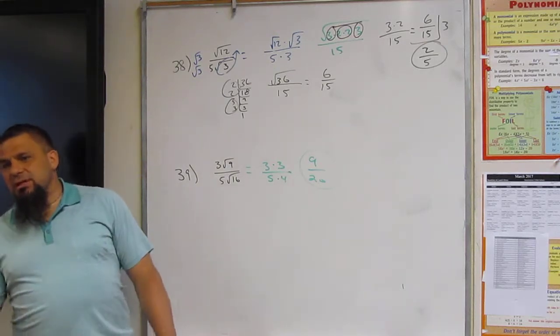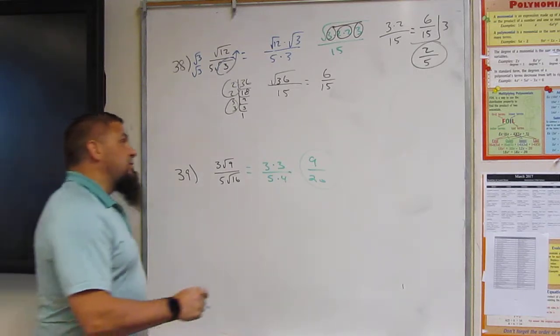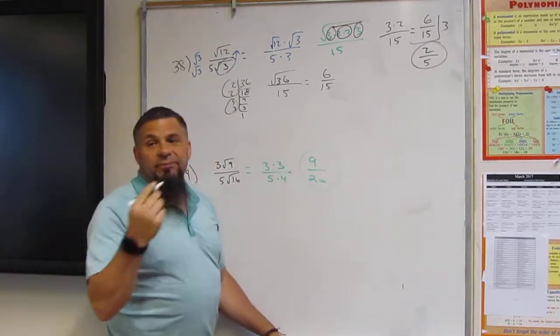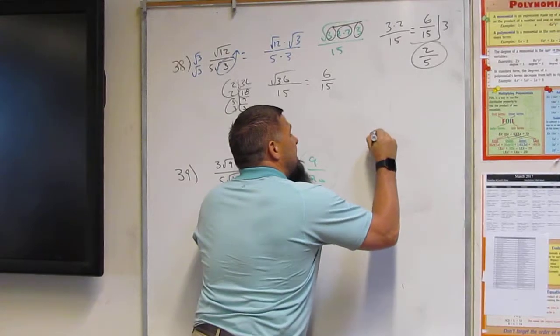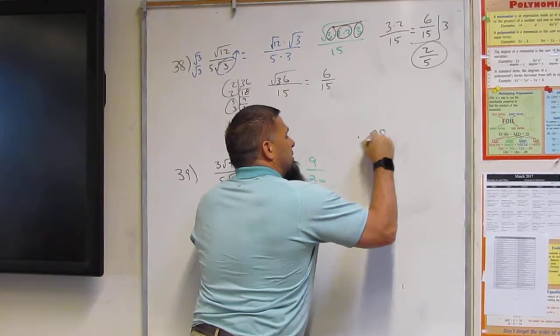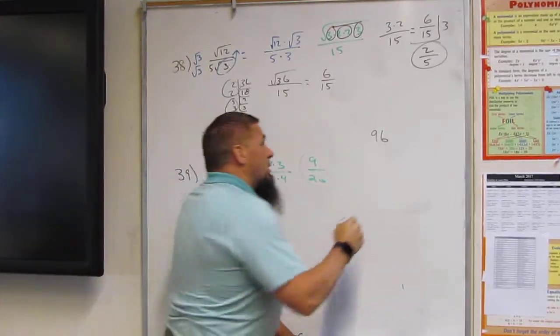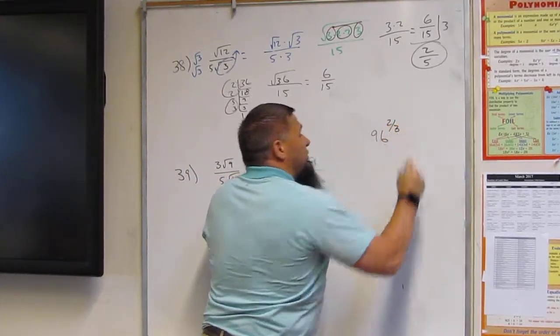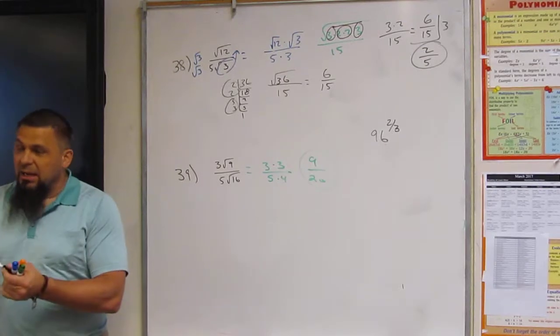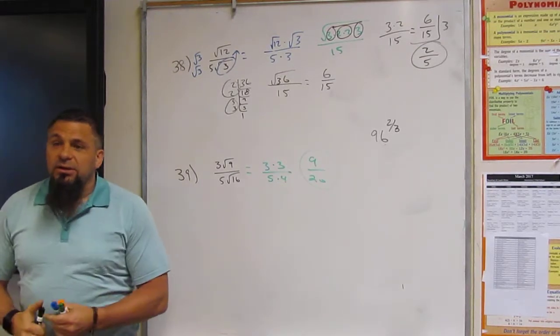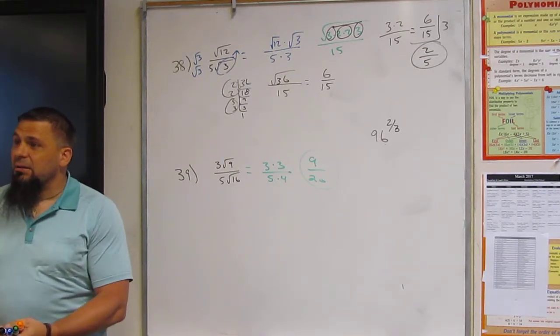Super smart. Yay, team. But what happens when they do this? Okay, so what if they give you something like this? 96, that's a harder one. 96 to the 2/3 power. So they give you that, they tell you to simplify it.